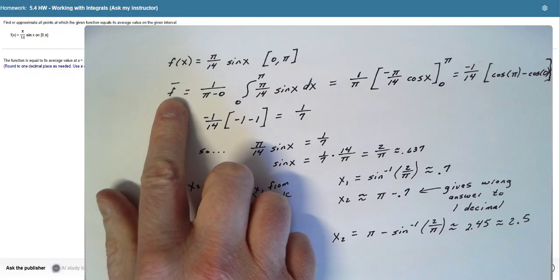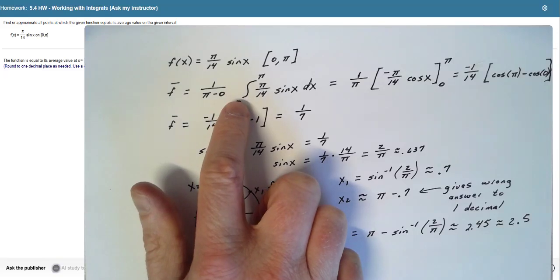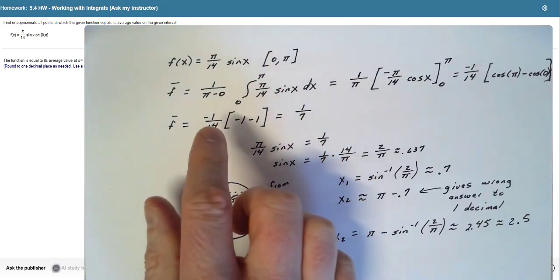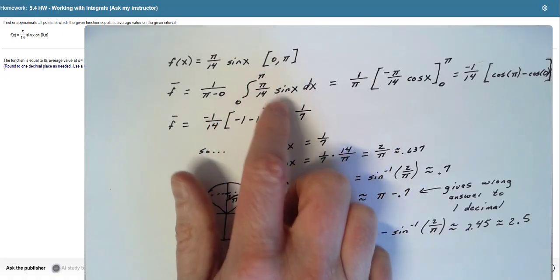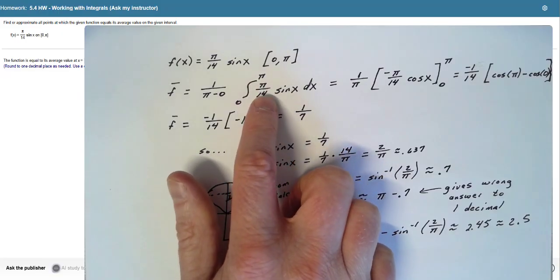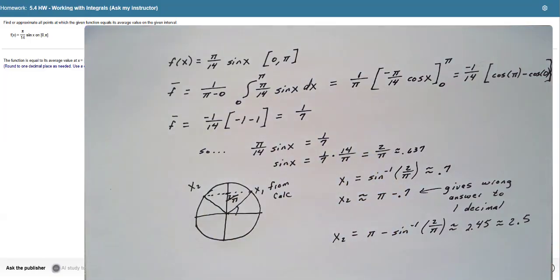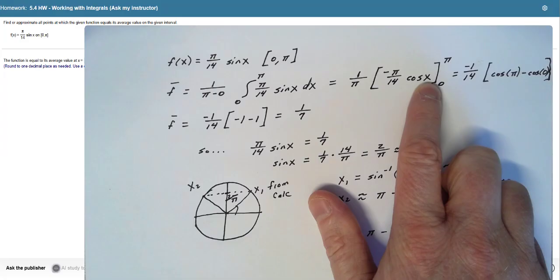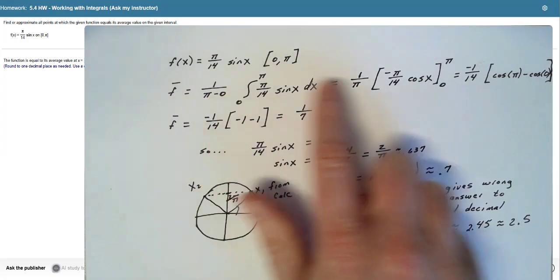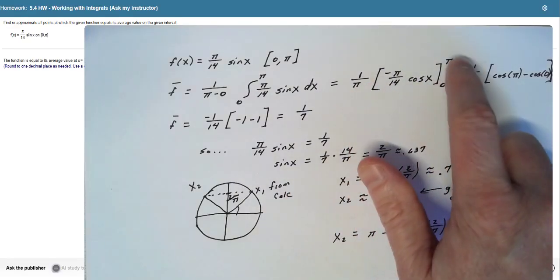Average value of a function is 1 over b minus a, so 1 over pi minus 0 on the integral from a to b of f of x dx. In this case, that's 0 to pi of pi over 14 sine x dx. We know that the integral of sine is negative cosine. So that's why I have the negative pi over 14 cosine x here. Of course, the coefficient just became 1 over pi. Then we need to evaluate this from 0 to pi.